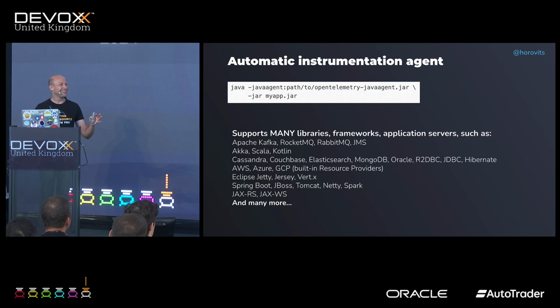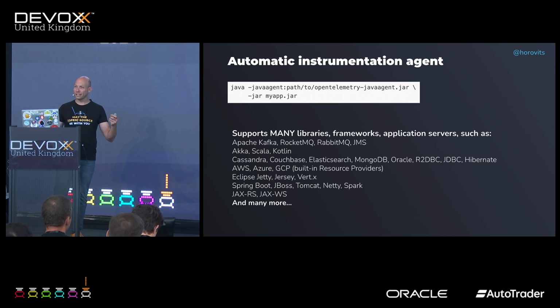It's just a partial list, so go to the documentation, but just to give you a sense of how many there are. On messaging, I gave a few examples like Kafka, RabbitMQ and RocketMQ. On the database side, Cassandra, Couchbase, Elasticsearch, MongoDB, the Hibernate framework, and so on. Also beyond plain Java, for those who use Akka, Scala, Kotlin, there's support there. Cloud vendors have support, even built-in resource providers, Jetty, Jersey, Spring Boot, JBoss, Tomcat, and many more.